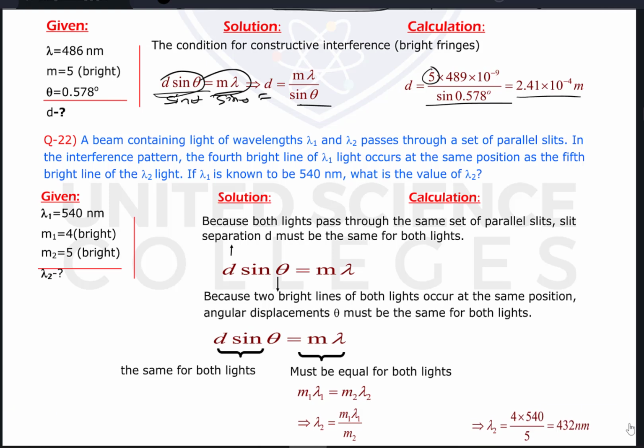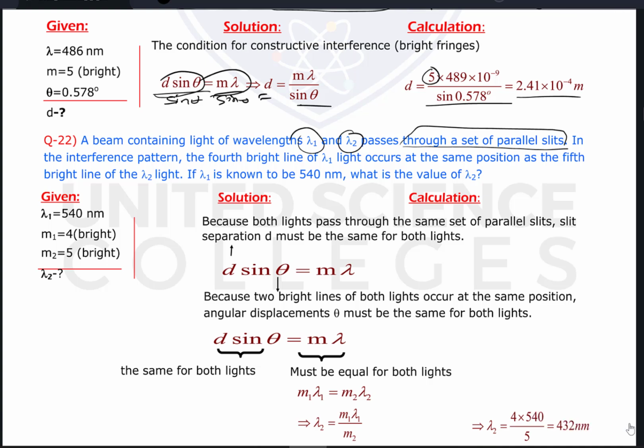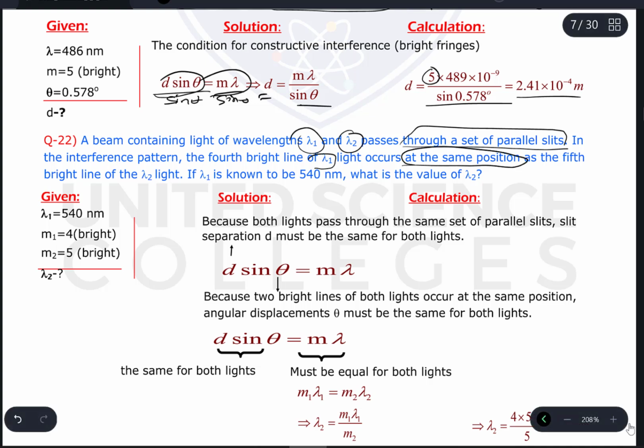Question number 22. A beam containing light of wavelengths lambda 1 and lambda 2 passes through a set of parallel slits, so both of them pass through a double slit. On the screen they will observe an interference pattern. The fourth bright fringe of lambda 1 occurs at the same position as the fifth bright fringe of lambda 2. Same position is the keyword. If lambda 1 is known as 540 nanometers, what is the value of lambda 2?